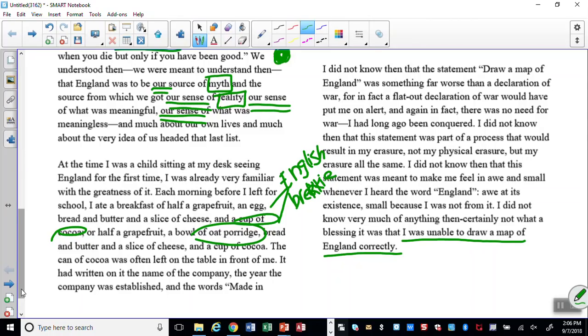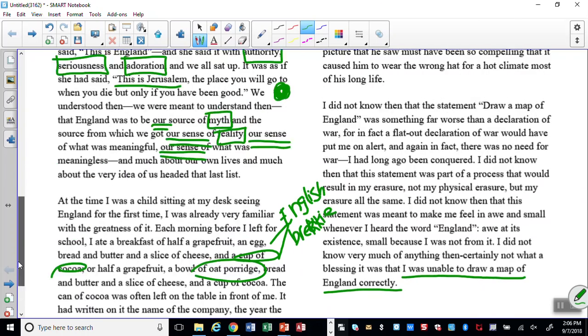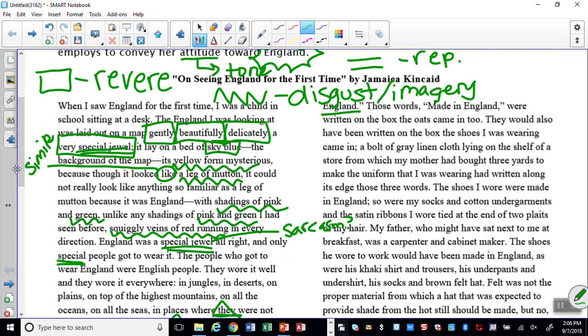All right, so everything in front of her had the words "Made in England." And I noticed while I was reading that that was repeated a lot. Made in England, these words were written on the box of oats, they were written on the box of shoes. All of these things were made in England, and that strikes me as the idea of consumerism. And I'm going to go ahead and put a star up here and label it as consumerism. So, box of shoes, gray linen. What else do we have? Box of oats.